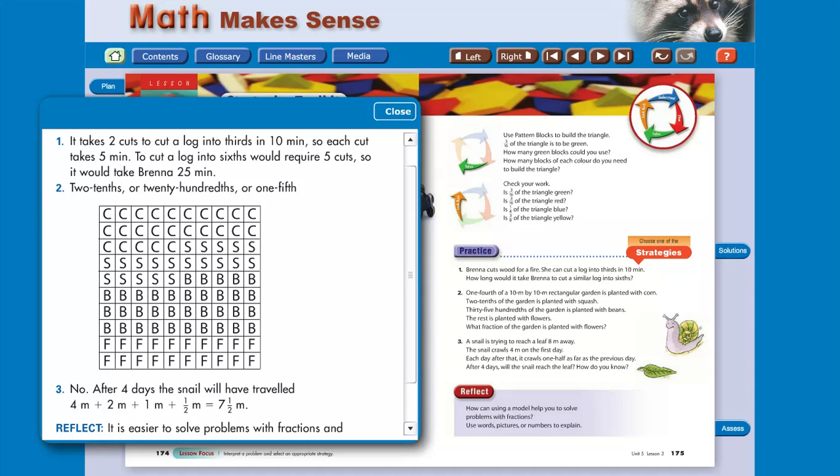So to cut the log into 6, you've got to visualize that. How many cuts would that be? It'd actually be 5 cuts. If you took a log and cut it into 6 pieces, it only takes 5 cuts, and then the answer would be 25 minutes. 5 times 5 is 25, because we know that 1 cut takes 5 minutes, so 5 cuts would take 25.